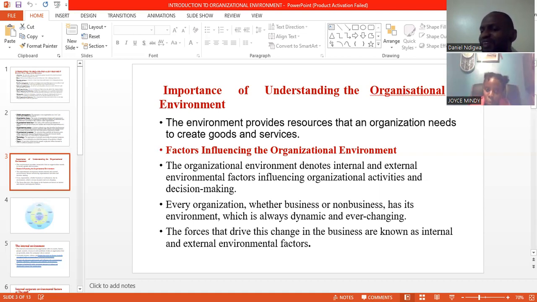So once you understand this environment, organizations will be able to produce superior products, products that customers will like, products that customers will relate with, and products that they will always buy again and again, or they will always make repeated purchases of those products. Services, on the other hand, this is an activity that you do to another person that makes the other person feel satisfaction. For example, when you go to a barber shop and the barber shop performs that activity for you, then you either feel satisfied or dissatisfied.